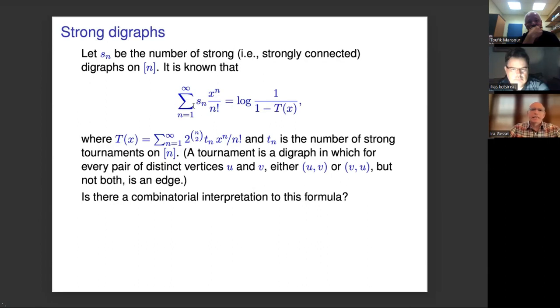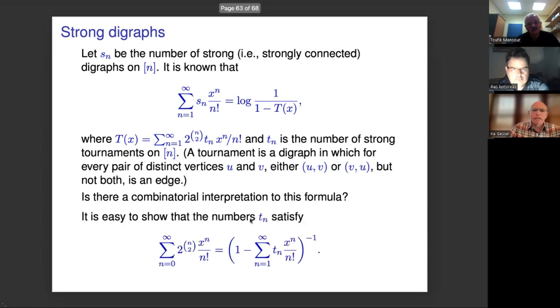So what this suggests is that you can represent a strong digraph as a cycle of things, each of which is a strong tournament with some additional information in it that corresponds to this factor of 2 to the n choose 2. And one thing that I can say is that if there is such a bijection, it will depend on the total ordering of the labels. It's impossible to interpret this in what you might call a natural way or a species-theoretic way that doesn't involve the total order on the labels.